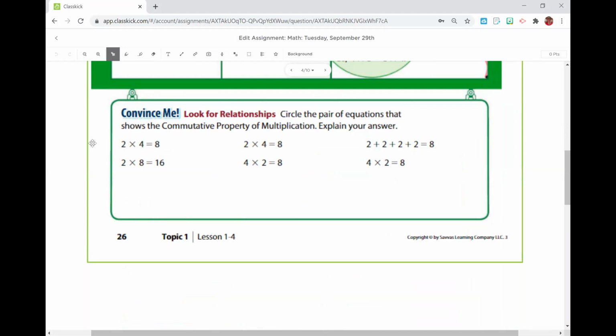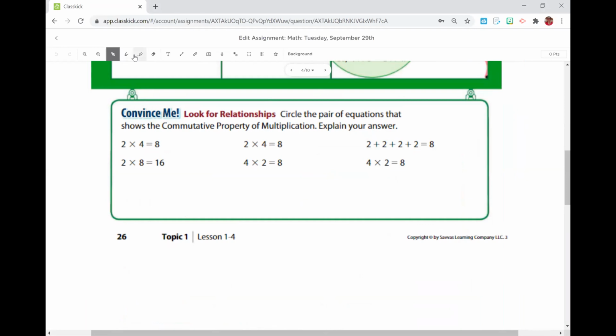So let's look at this first one. What are our factors? We have 2 and we have the factor 4, and that equals 8. So if we want to apply the commutative property, we have to have the same factors and it will equal the same product. So let's look at the second one. It has a 2, but it does not have the same second factor. So these are not commutative. That is not showing the commutative property.